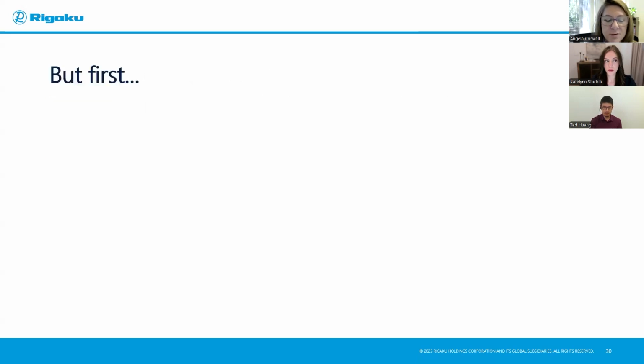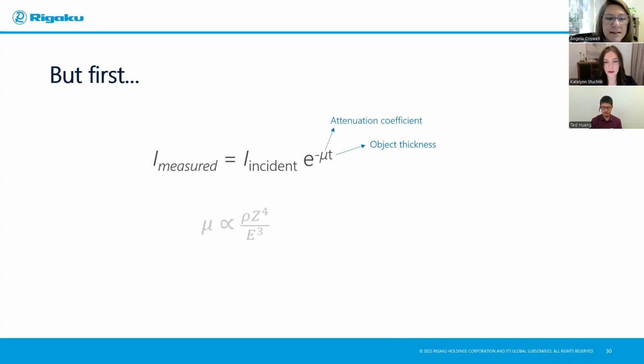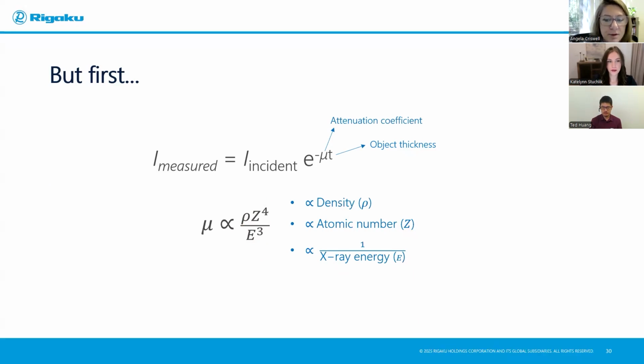But first, let me go back and recap exactly what we are measuring. We're measuring intensities that are transmitted through the sample, and the absorption of the X-rays will be influenced, of course, by how thick the object is, but also by its attenuation coefficient. That attenuation coefficient is proportional to the density of our sample, the atomic number Z of the constituents in our sample, and of course the X-ray energy that we're going to use. You see that to the highest degree, Z and the energy are important. So keep that in mind as we go through the next few slides.